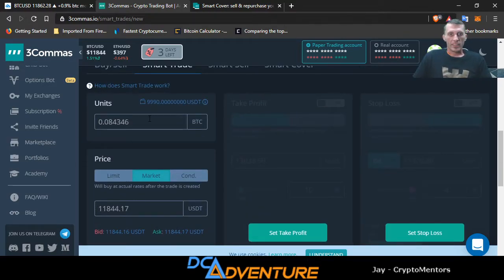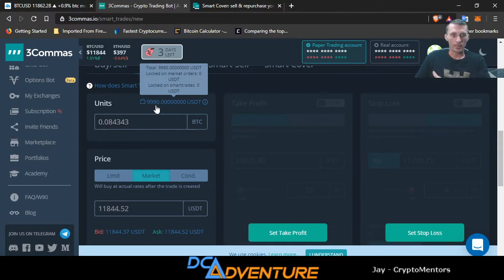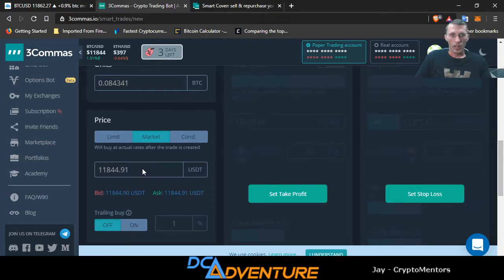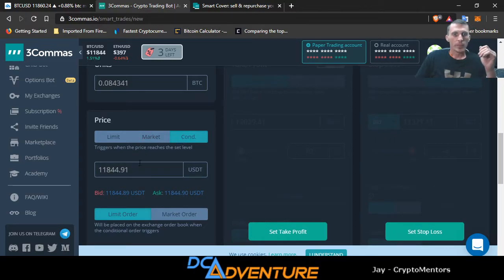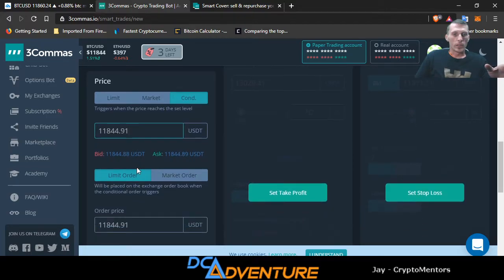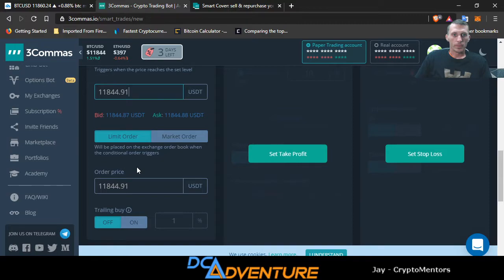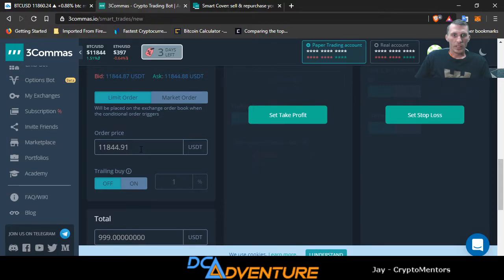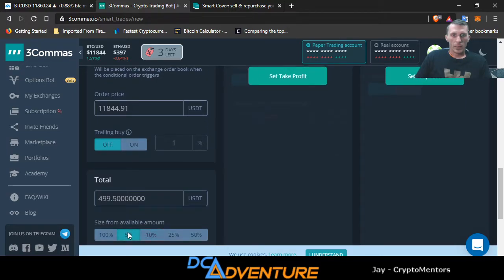Okay, so let's say that we wanted to sell. This is how much USDT we got. And this is how much we're going to buy. So if we have it on market, let's just go ahead and pop it on conditional. Price gets to 11,844, it's going to buy for us. And it's telling you this here. And let's say we want to do 100%. We'd be getting almost $1,000 worth of Bitcoin.